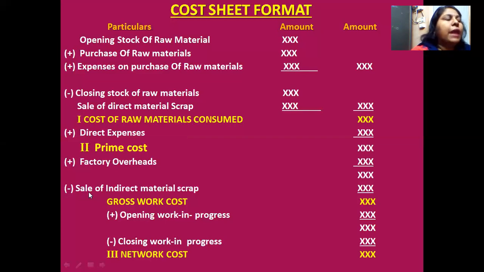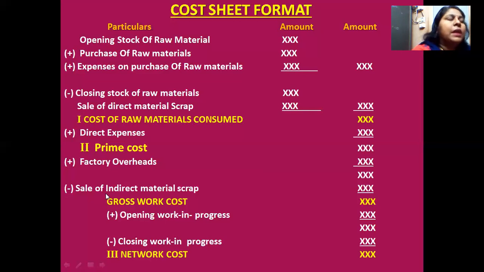After that, we need to calculate the work cost. How to calculate the work cost means, look into the problem. What are the factory related expenses given in the problem? So get all those expenses and consider over here and add the factory overheads along with the prime cost. Okay, you will get one answer.